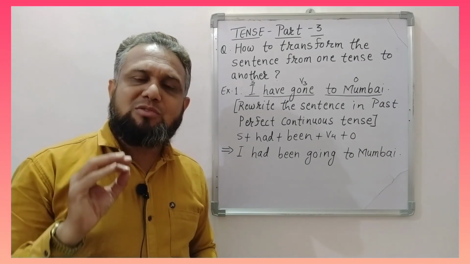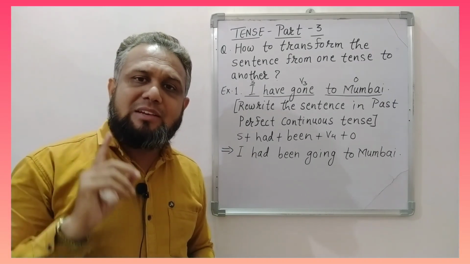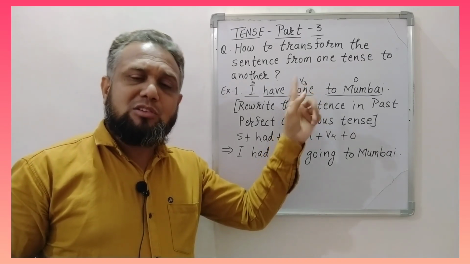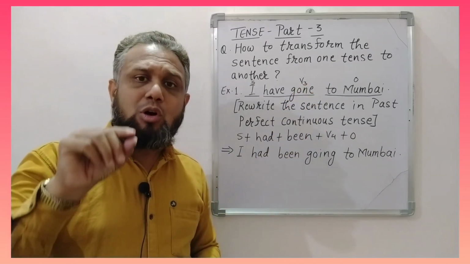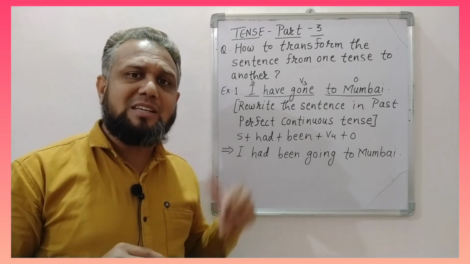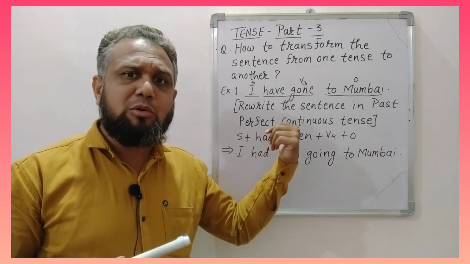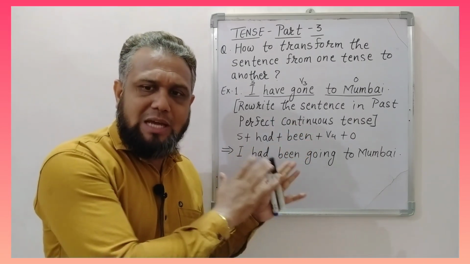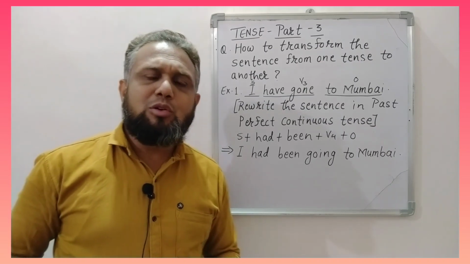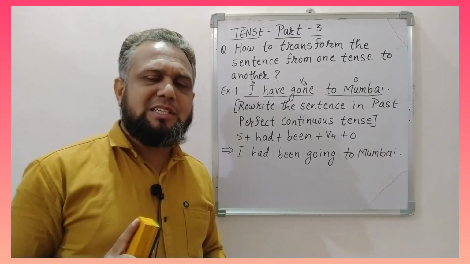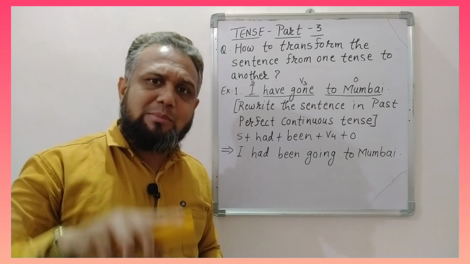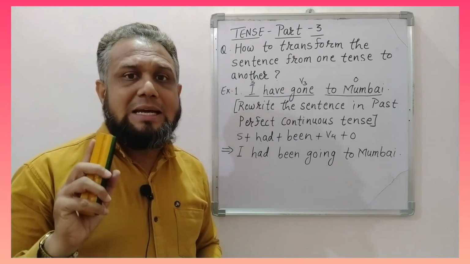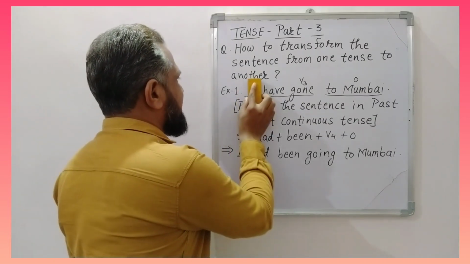So if you want to transform the sentence from one tense to another, then first of all you have to identify the tense of the given sentence, and then you have to know the formula of the tense into which you are going to transform the sentence. So we have done this by this type. Now I will give you one example of simple present tense, and we will transform the same sentence into the 11 remaining tenses. Look here.